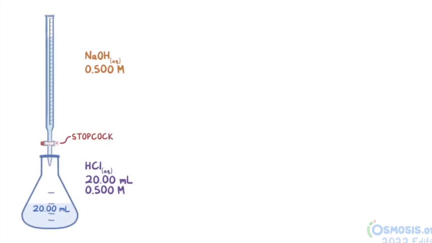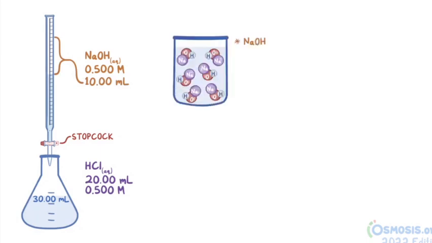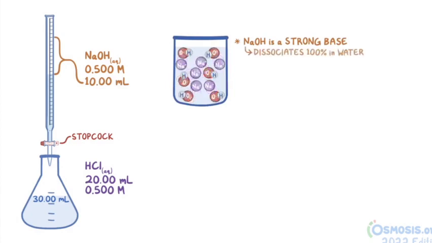Next, we open the stopcock on the burette and allow some of the sodium hydroxide solution to go into the flask containing the hydrochloric acid. Let's say we add 10.00 milliliters of the 0.500 molar solution of sodium hydroxide. Because sodium hydroxide is a strong base, we assume that it dissociates 100%, which means that all of the NaOH turns into Na+ and OH-. Therefore, if the concentration of sodium hydroxide is 0.500, that's also the concentration of sodium ions and hydroxide ions in solution.